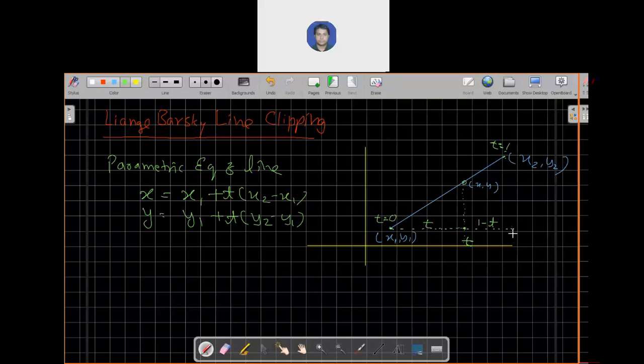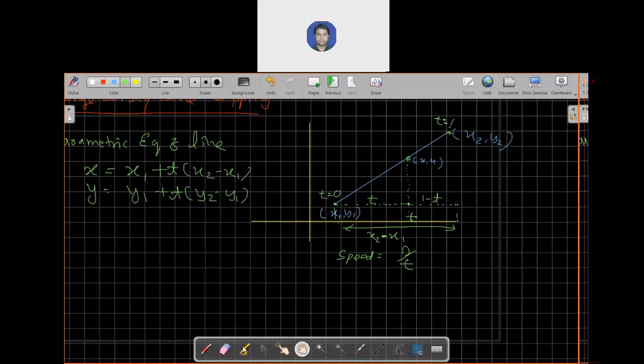If we talk about the movement along the x axis, this is x2 minus x1. You are traveling from the initial point to the end point, and initially your time is 0, and at the end the time you take is 1. Just consider it as 1 hour. At this particular point you took t time, and the remaining distance you will travel in 1 minus t hours. If your speed is constant, if you remember the formula of speed, speed equals distance by time. So this distance is x minus x1.